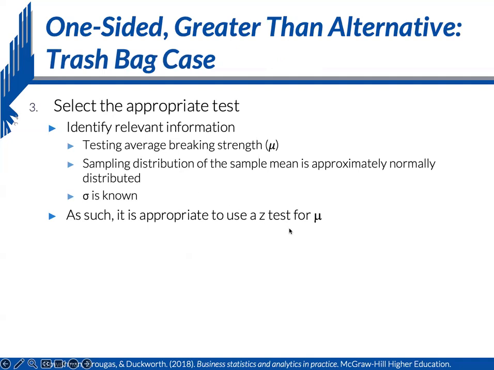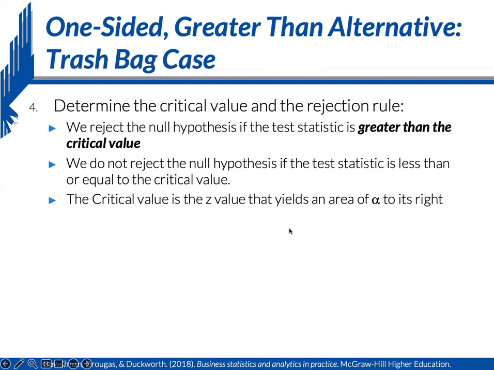Now, as mentioned earlier, there are two methods that can be used in order to make a decision when performing hypothesis tests. First, we will perform the critical value method. And in this particular method, the rejection rule for a one-sided greater than alternative hypothesis is that we reject the null hypothesis if the test statistic that we will compute exceeds the critical value. So if the test statistic that we compute is equal to or less than the critical value, then our decision is the opposite. We will not reject the null hypothesis.